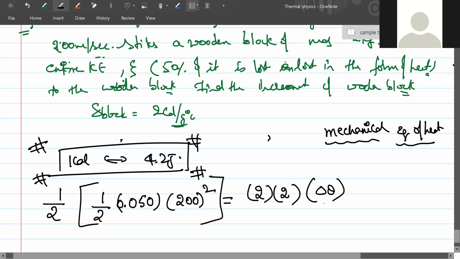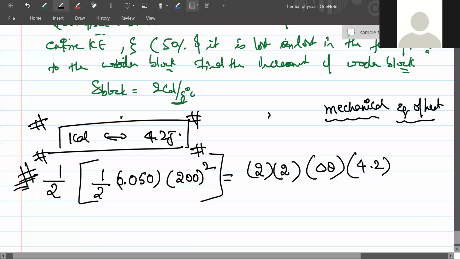But one thing you need to remember, this energy is in joules, but we know this is in calories. You need to convert into joules by multiplying by 4.2 joules. So on the right side, 2 kg into s, that is 2 calories into 4.2 joules, into delta theta. If you solve, you will be able to get delta theta easily. You can find this answer.